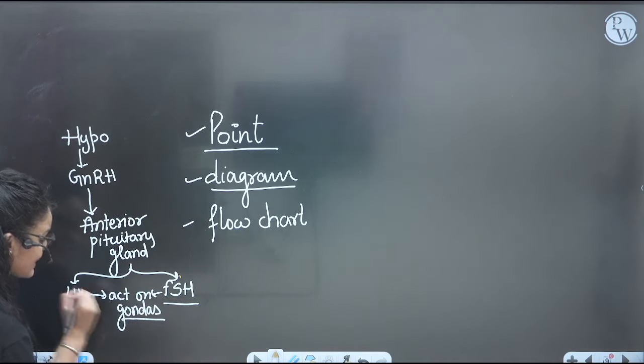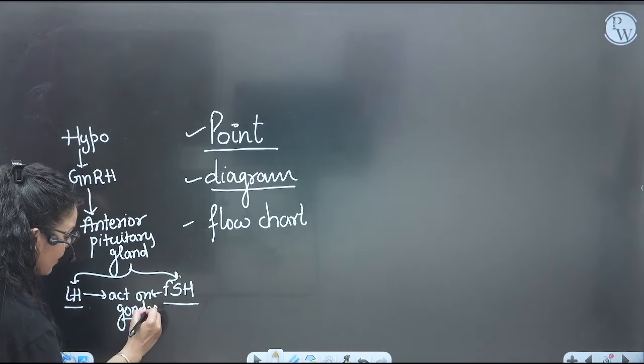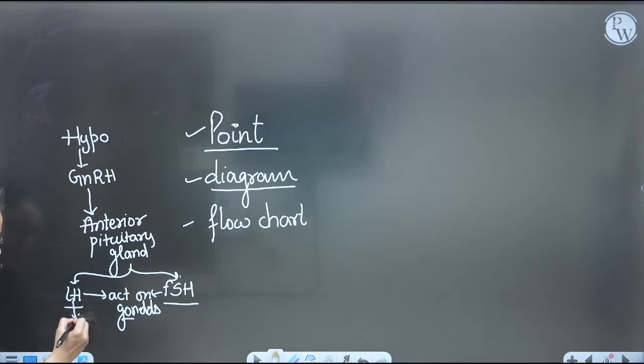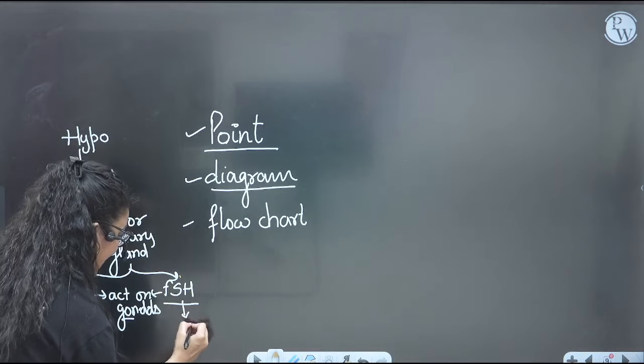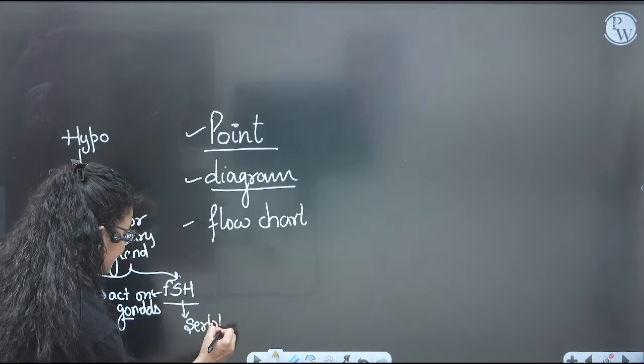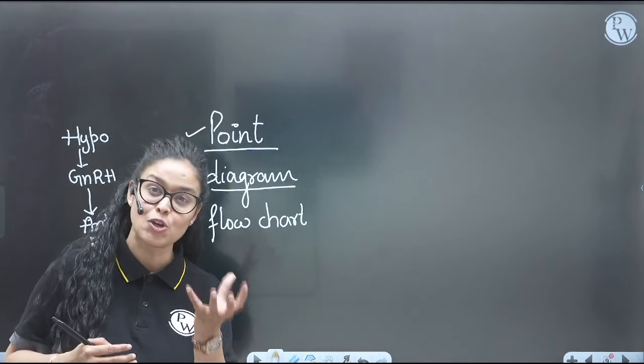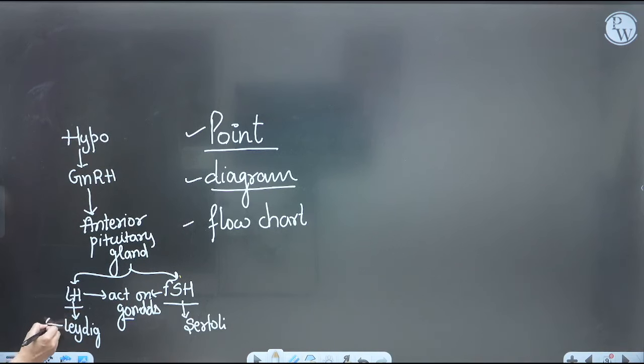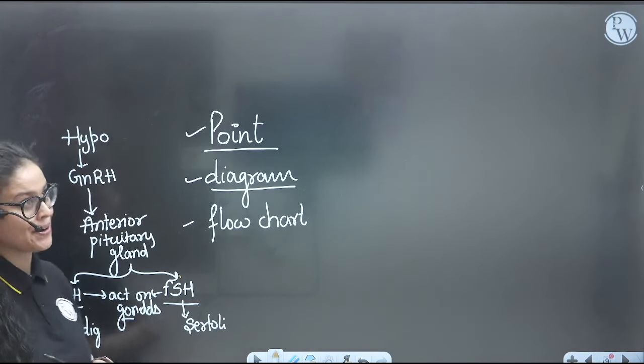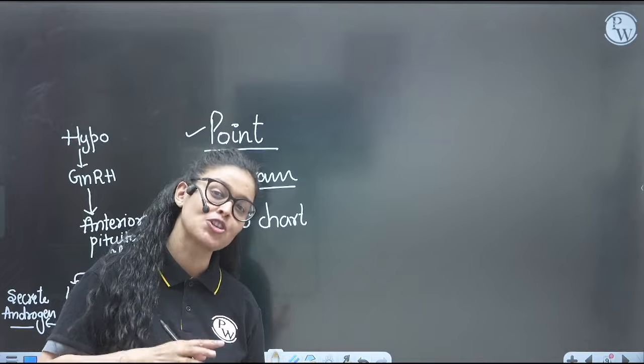And which cell of the gonads, you must have done in your notes, right? So LH will act on the Leydig cell of the testes, and FSH will act on the Sertoli cell of the testes. Then you will write down the function of the Leydig cell. It secretes androgen, mainly testosterone, right? So what is the main male sex hormone? It's testosterone. And you will be writing down its function in the flow chart also.